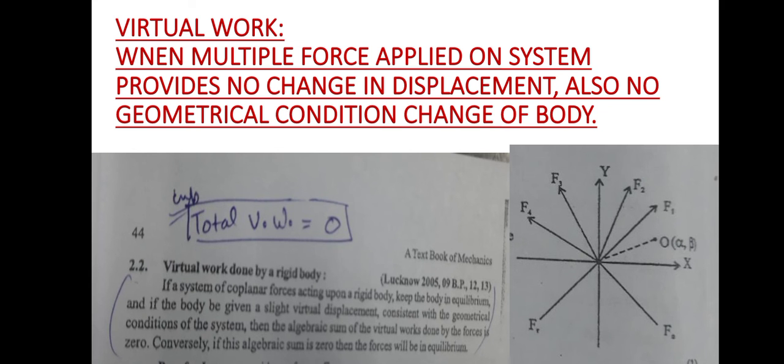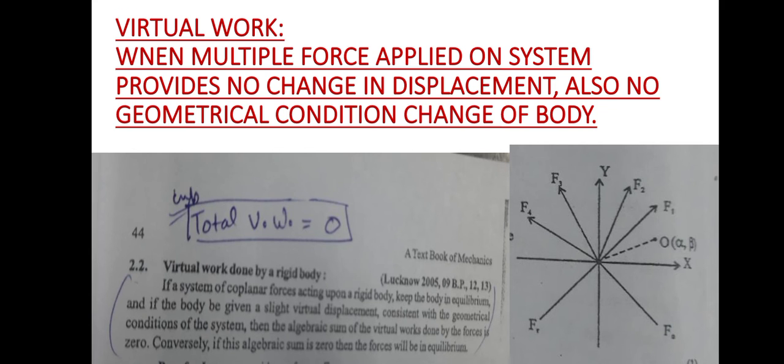Now, virtual work. What is virtual work? When multiple forces applied on a system produce no change in displacement, and also no geometrical change in the body, that work is known as virtual work. Total virtual work is obviously zero because it requires no displacement, and when there is no displacement, there is no work done. So, virtual work done by a rigid body.